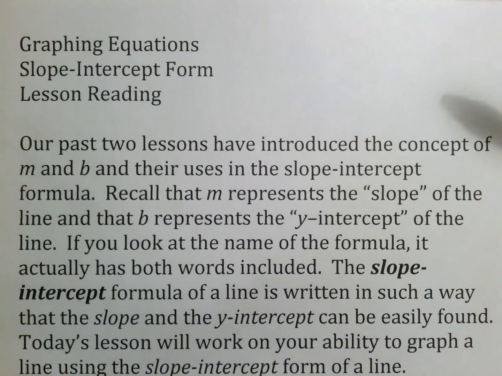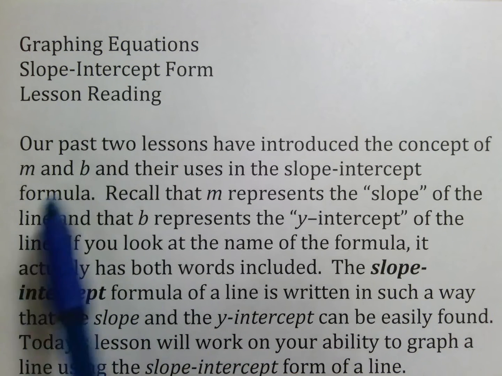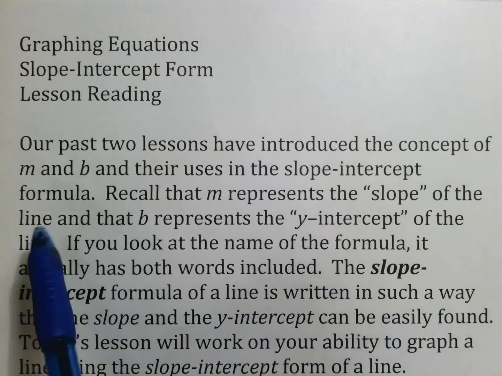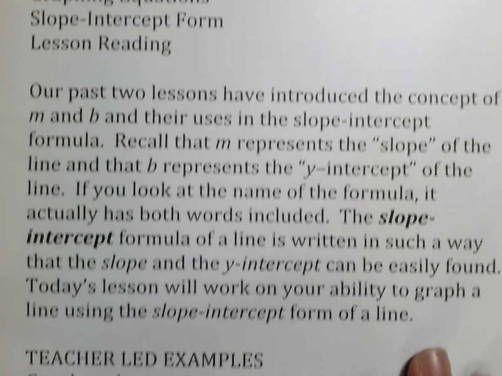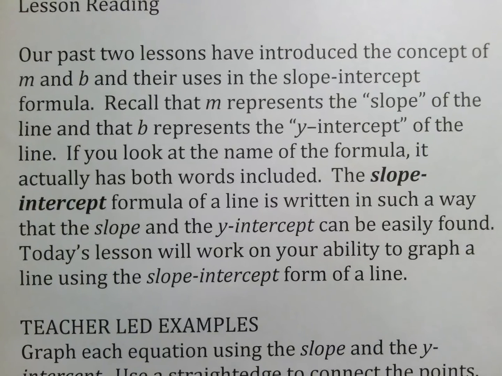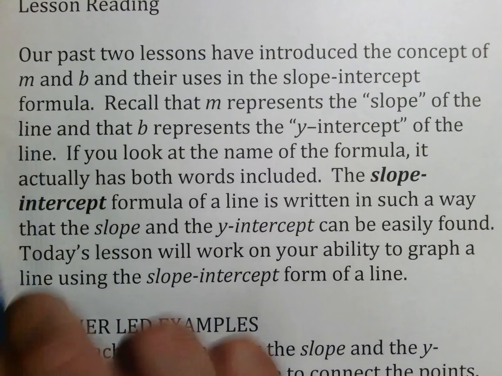Our past two lessons have introduced M and B. M, remember, means slope. It also means rate of change. It also represents the common difference. B is the y-intercept, remember. Recall that again: M represents slope, B represents y-intercept. If you look at the name of the formula, it actually has both words included, slope-intercept. That's why they call it the slope-intercept, because it gives you M and B.